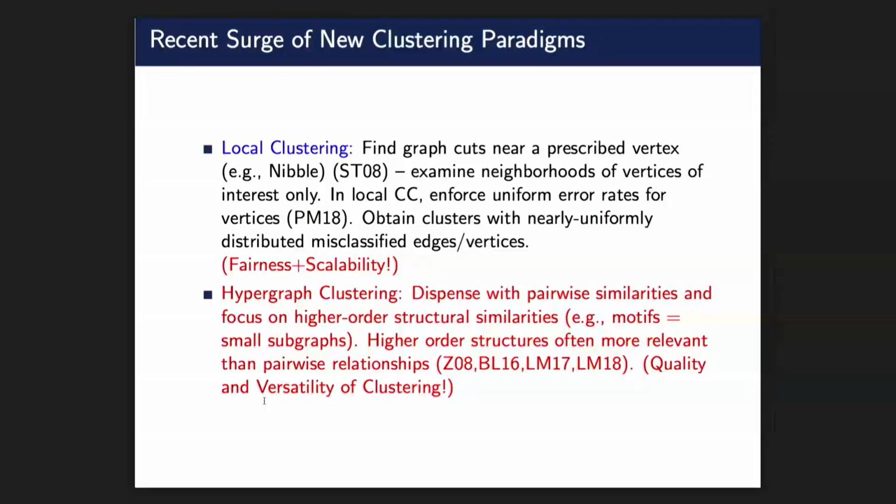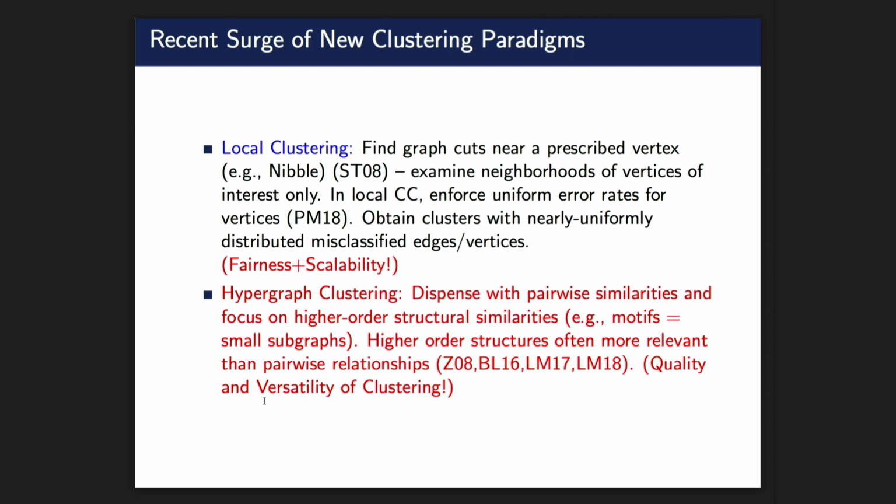And finally, hypergraph clustering. This is what I'm going to focus my attention on for the next 10 or 15 minutes. This is a completely new paradigm that started taking off in 2016, 17, and 18. It refers to the fact that sometimes looking at pairwise similarities of objects or points in a data set is not the best thing to do, and that you can exploit higher order structural similarities, small subgraphs or motifs, in order to get much more relevant and meaningful cluster structures.